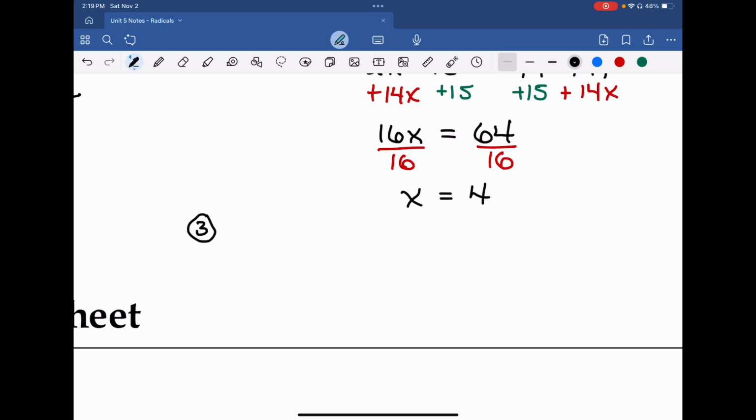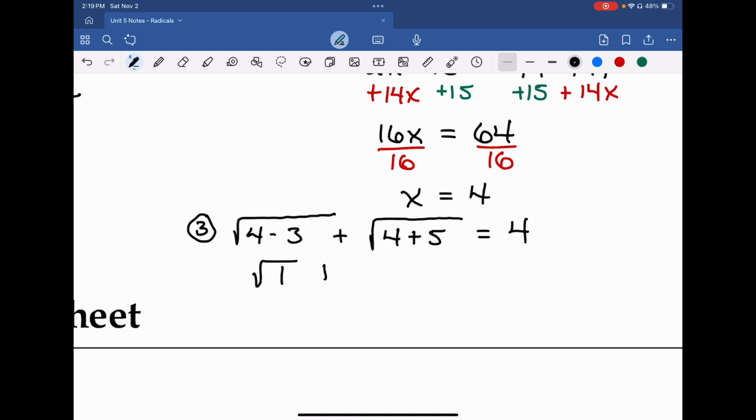So step number 3, which we'll put at the very bottom here, it was the square root of 4 minus 3 plus the square root of 4 plus 5 is supposedly equal to 4. This is the square root of 1 plus the square root of 9 is equal to 4. Well, square root of 1 is 1. 1 plus square root of 9 is 3. That gives us 4 is equal to 4.